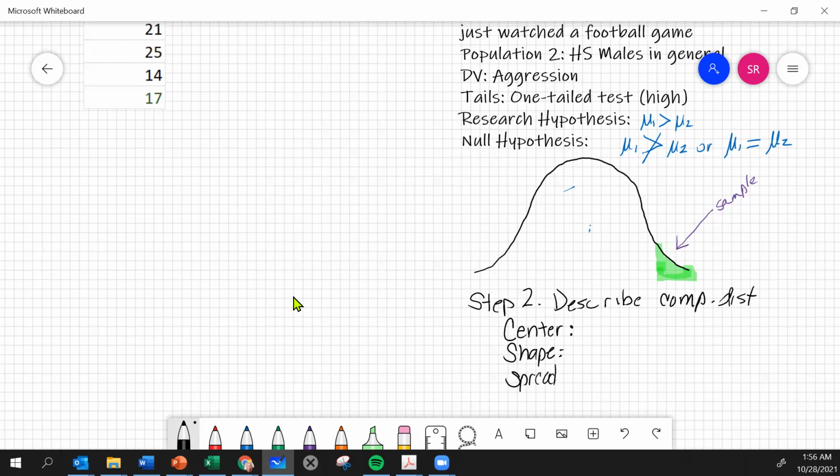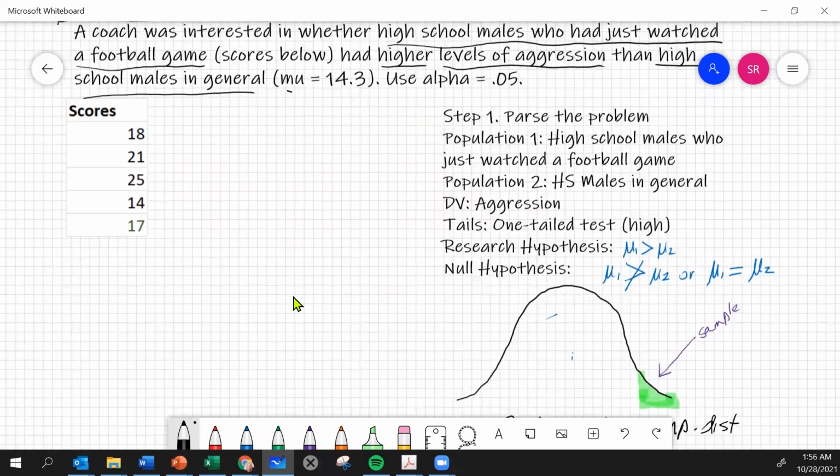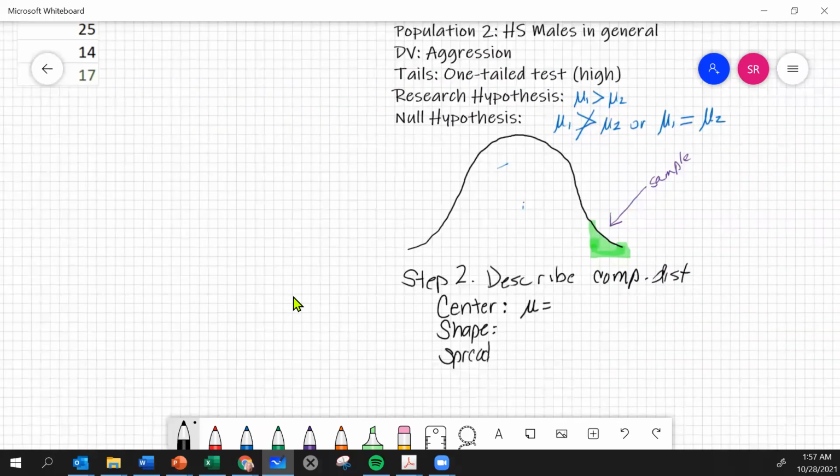The center will simply be represented in the mu, the mean for the population, and that mean was stated in the problem. Mu equals, let's go back to that problem and find out. We can see mu equals 14.3. So we can fill this in here. I'm going to write it in blue, so it's maybe purple, so it's easier for us to see. 14.3.